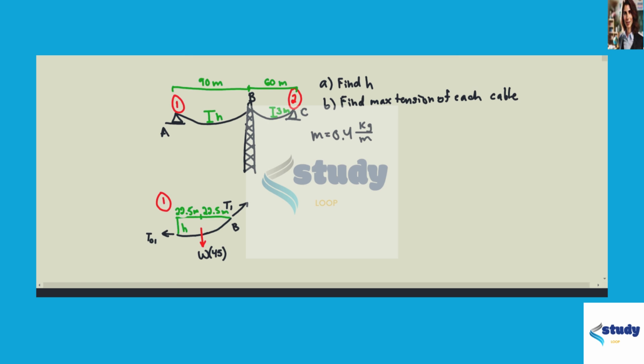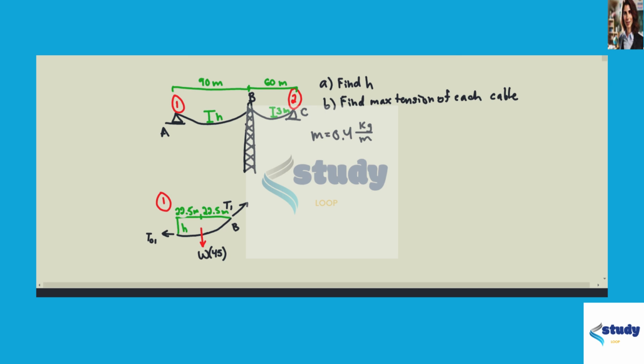This is problem 112 of chapter 7.4 of Vector Mechanics for Engineers, Statics and Dynamics. In this problem, there's a cable stretching from A to B that has a length of 90 meters, and there is a cable from B to C, which has a length of 60 meters.